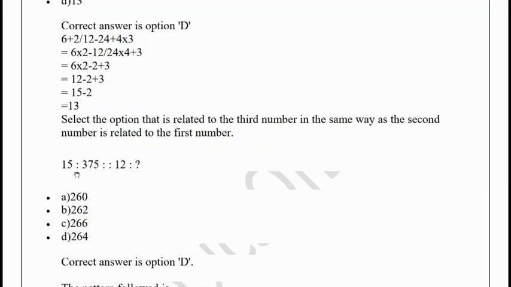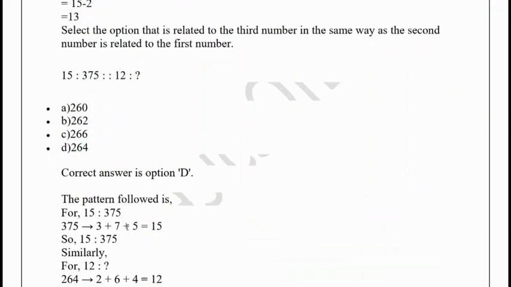So 7 plus 5 is 12, 12 plus 3 is 15. After adding all these numbers, you are getting 15. So you need to check by adding all the numbers, in which number will I get 12. Here in option D, you can see 6 plus 4 plus 2 is 12. Like that you need to think.